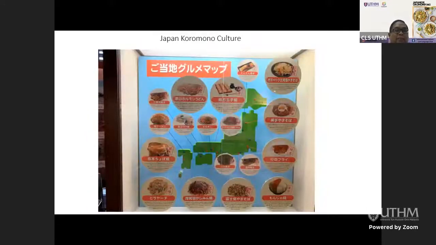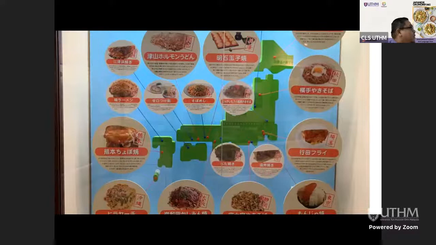Okay, sorry, maybe it is very difficult to see. So this is what they call in Japan gotochi gurume. Gotochi means the food of a special area. They have special food in each area, like this morning we had nasi ambang here. Also nasi ambang, also okonomiyaki, maybe Java style okonomiyaki, maybe. We had it this morning.